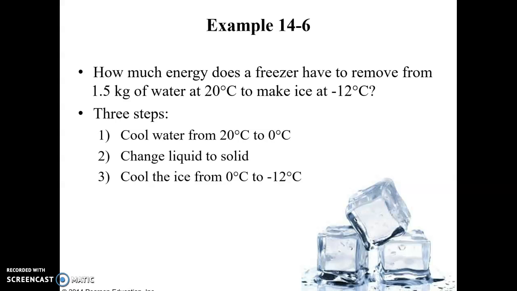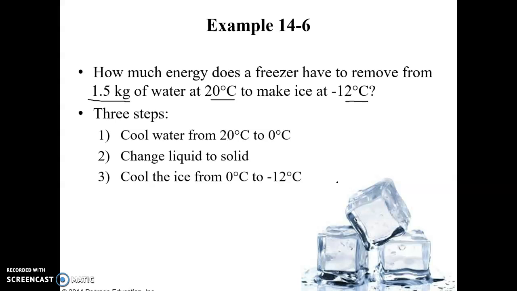So let's look at an example here. We have a freezer which doesn't actually add coldness. Remember, heat flows from hot to cold. So what a freezer does is it actually removes heat. And we want to know how much heat does it have to remove from 1.5 kilograms of water that's currently at 20 degrees Celsius, that's about room temperature, to make ice at negative 12 degrees Celsius.